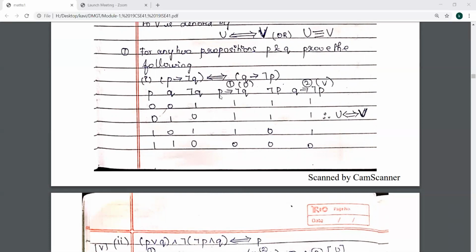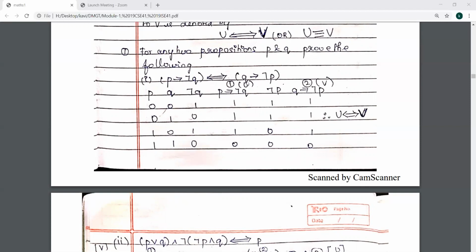Next, we need to form P implies negation Q. You need to see this column, the P column and negation Q. The condition for the conditional is when P is 1 and negation Q is 0, that condition will become 0. So here you have P is 1, negation Q is 0. So P implies negation Q is 0. All the other values are 1. So we found out the left side U.